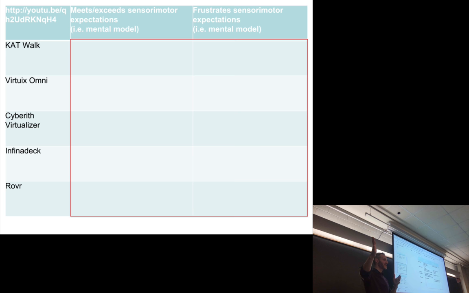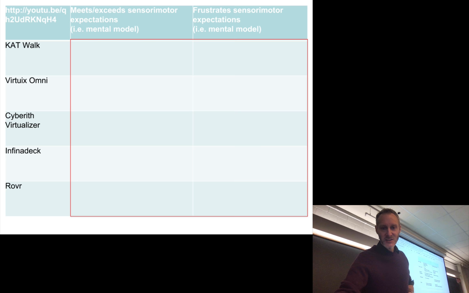Okay. What about the last one here, Rover? Simpler design, pros and cons. It was simpler. One of the cons is that we weren't really walking, it was more like a shuffle. Right. And again, for a lot of users, maybe that's good enough, right? We don't need to create a perfect illusion. It depends on what we're trying to do.